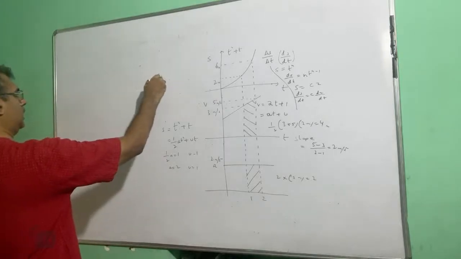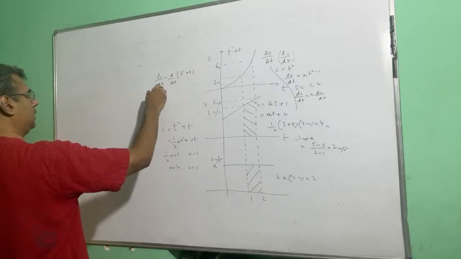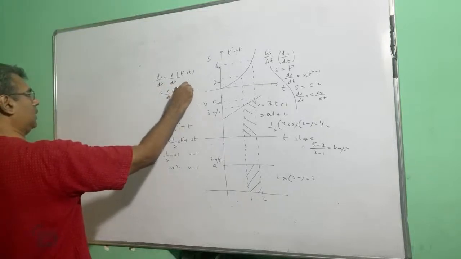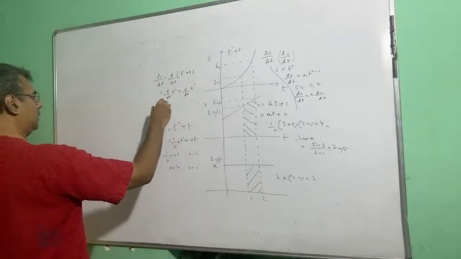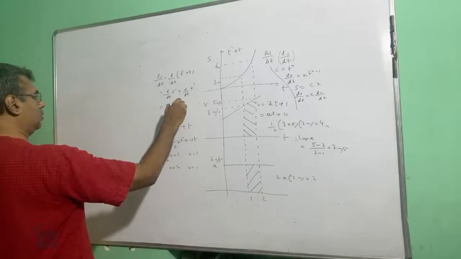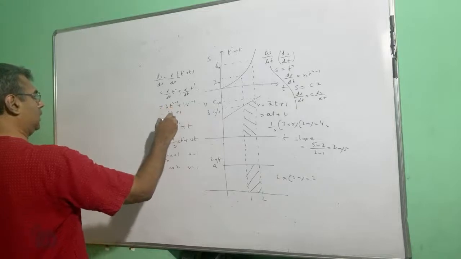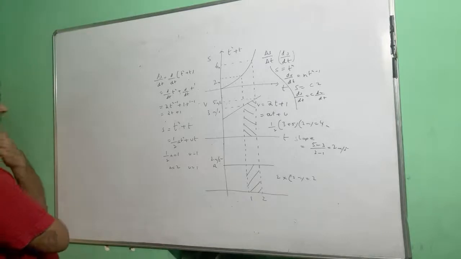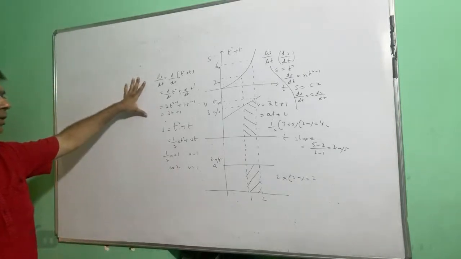You will have to say that ds by dt is d by dt of t square plus t. So that is d by dt of t square plus d by dt of t. Now d by dt of t square is 2 into t to the power 2 minus 1, and d by dt of t is 1 into t to the power 1 minus 1. So ultimately the velocity ds by dt is coming to 2t plus 1. So this technique of calculating instantaneous velocity by using ds by dt is called differential calculus.